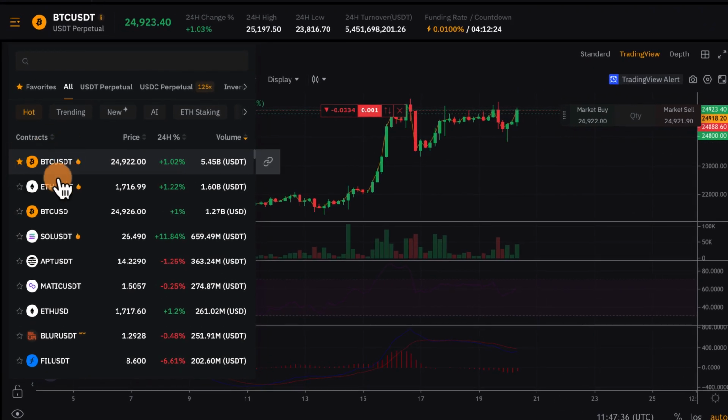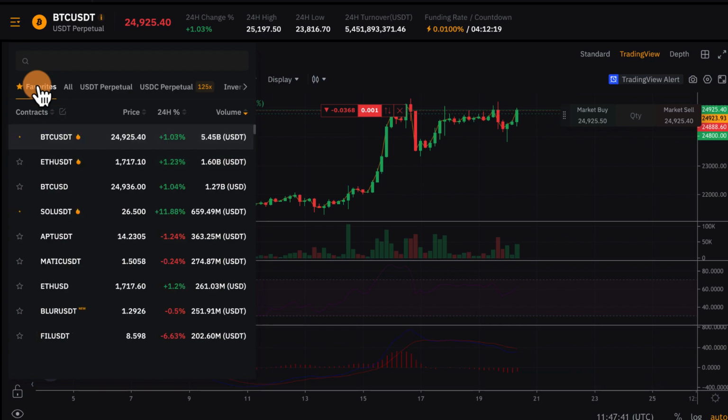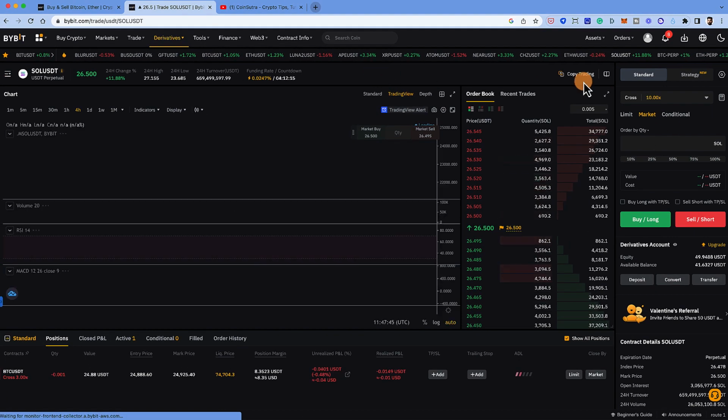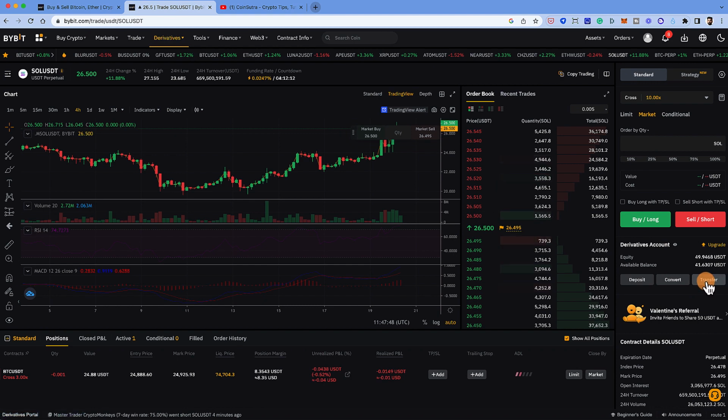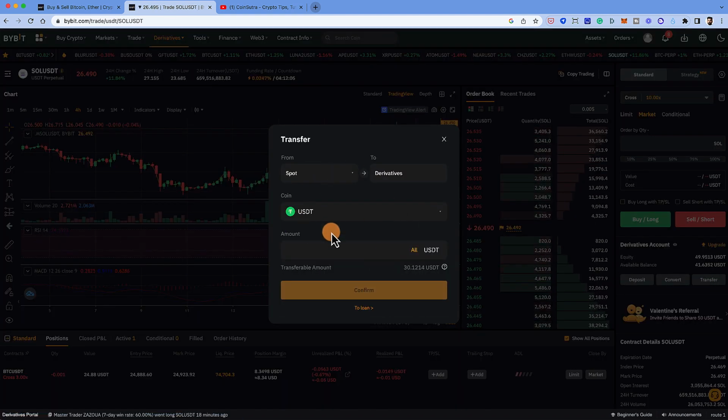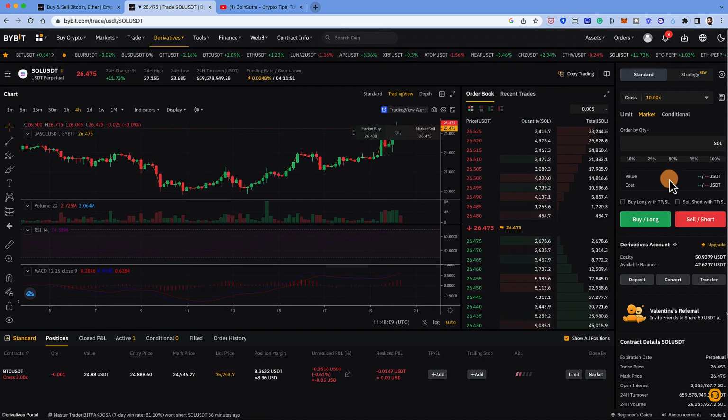You can again mark some of your favorite cryptocurrencies as favorite, so you can quickly access the market by clicking here, right? And then you can always transfer the fund. If you're out of funds, you can click on transfer and you can add more fund or remove fund from here. So if you want to move fund from spot wallet to derivative wallet, we can do that. We can select the amount that we want to transfer and then we can transfer the fund. Right? So yeah, this is how futures trading works.